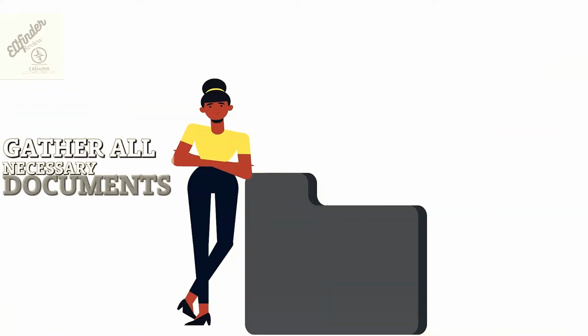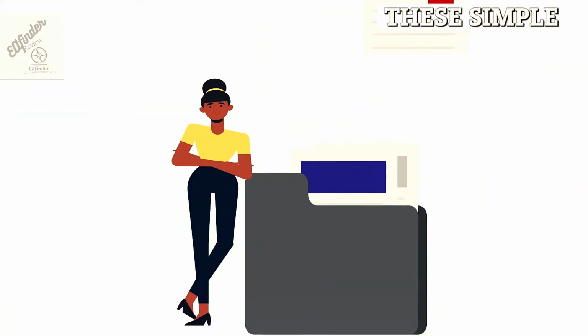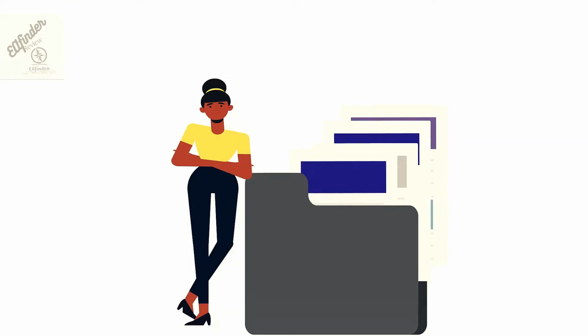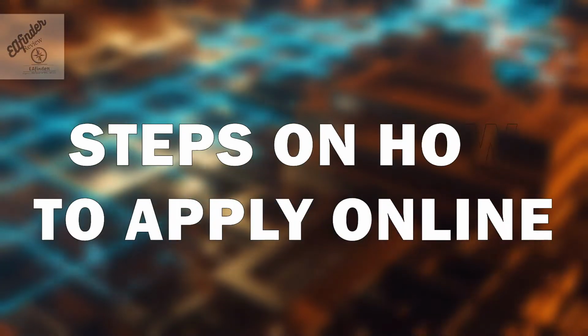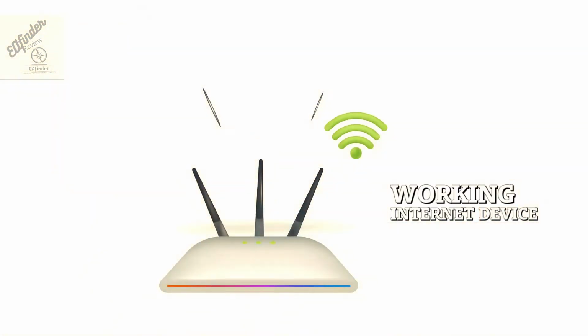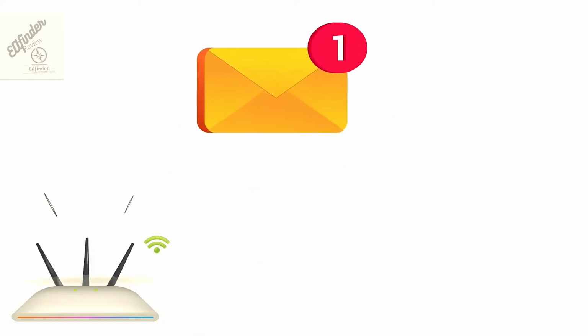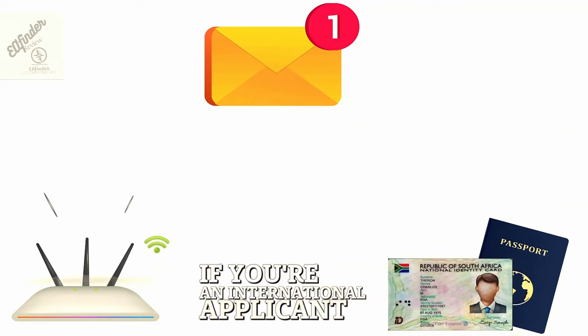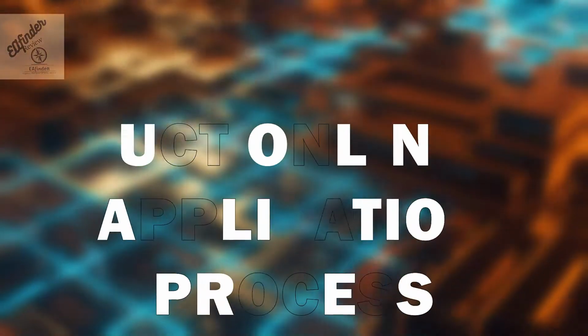Gather all necessary documents and get ready to follow these simple steps to complete a successful UCT online application. Steps on how to apply online for UCT admission. Before you start, make sure you have a working internet device, a valid email address not shared with another UCT applicant, your South African identity number, or your passport number if you're an international applicant. Now let's dive into the application process.